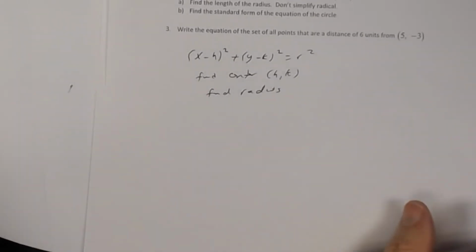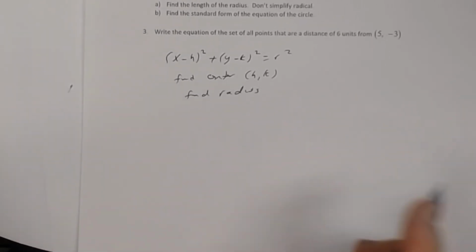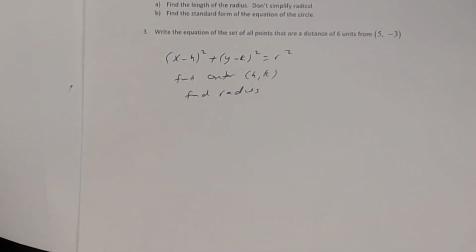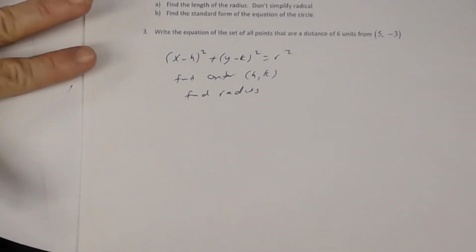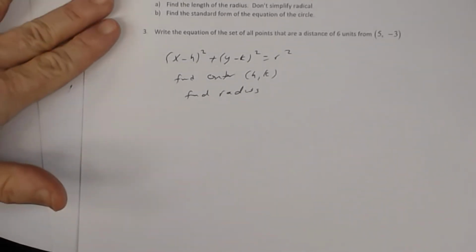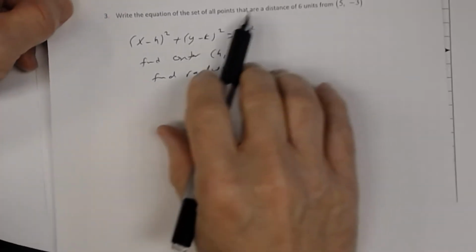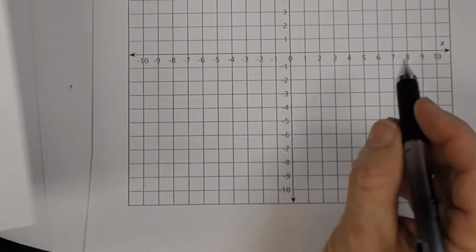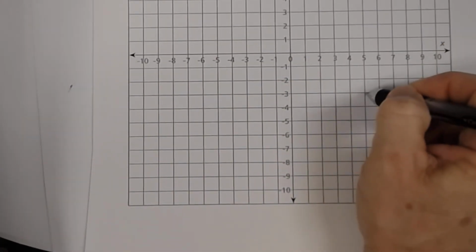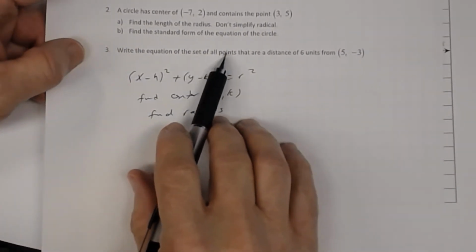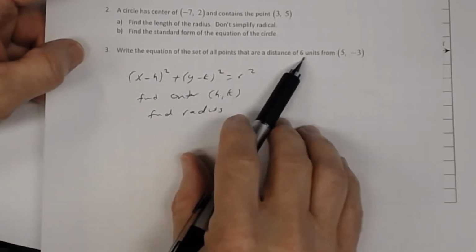Now, some students get confused with number 3. It says write the equation of a circle, or write the equation of the set of all points that are a distance of 6 units from 5, negative 3. Now, at this point, hopefully, and it's okay if you didn't recognize this at first, that is kind of the definition of a circle. So you have your point 5, negative 3, which is here, right? Okay, and so the set of all points that are distant 6 units from this means this.